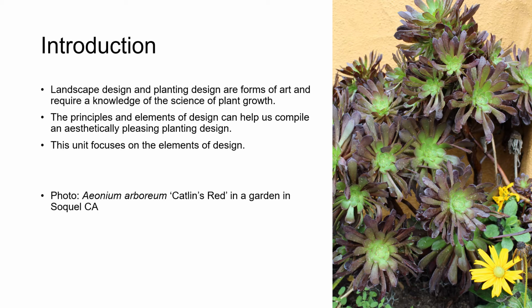Landscape design is a form of art, and like other expressions of art, such as sculpture or painting or interior design, there are basic rules which guide us in compiling an aesthetically pleasing design. Unlike other art forms, though, in landscape design, we're working with living elements that grow and change over time, the plants. We also, of course, need an understanding of the science involved in plant growth. But in this module, we're focusing on the guidelines which help us put together a visually pleasing planting scheme, the elements and principles of design.